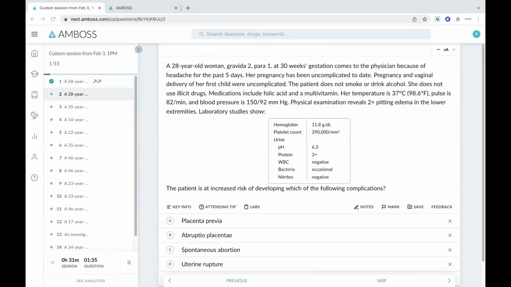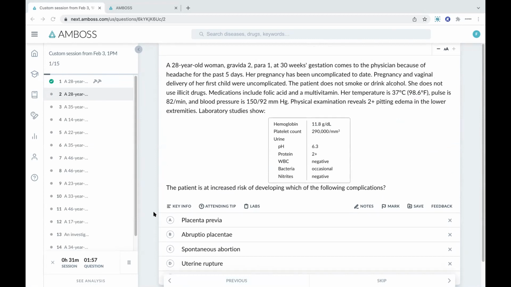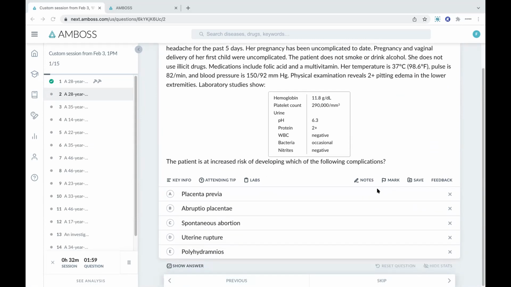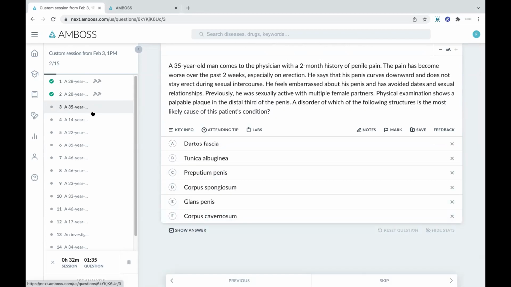So question number 2 over here, the last line says that the patient is at increased risk of developing which of the following complications? So patient comes to you at the 3rd trimester because of headache. She has vaginal delivery, does not smoke. She has preeclampsia, right? With preeclampsia, what is the most common complication? It's not placenta previa, it's not abortion, it's not rupture, it's abruptio placenta. Very good. Okay, good job.